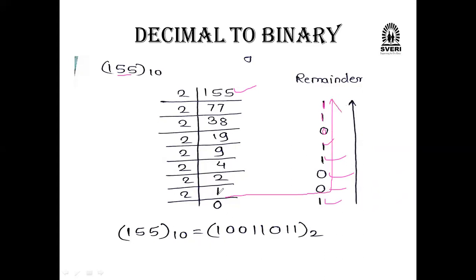Here 1 is there. This one we have written here. 0, 0, 0, 0, 1, 1, 1, 1, 0, 1, 1. Yes, this is how a decimal number is converted into binary here. समझ में आया क्या?